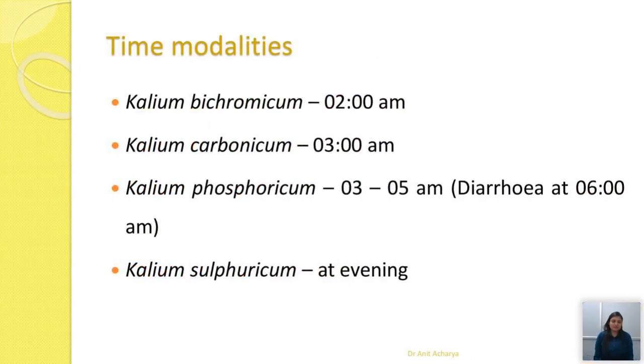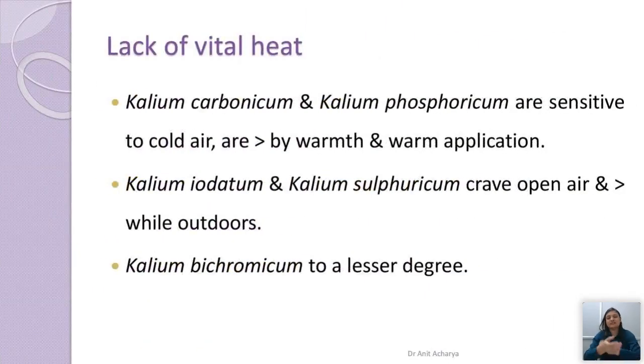Time modalities: usually we have early morning time modalities between 2 to 4 a.m. Among the Kalis, 2 a.m. is Kali bichromicum. Kali carb has 3 a.m., Kali phos has 3 to 5 a.m. And Kali sulphuricum is like Pulsatilla, having a similar feature, aggravated in the evening. Lack of vital heat: the chilly ones, Kali carb and Kali phos, are sensitive to cold air. Kali iodatum and Kali sulph are hot, more towards craving open air. And Kali bichromicum, to a lesser degree, not very much marked.